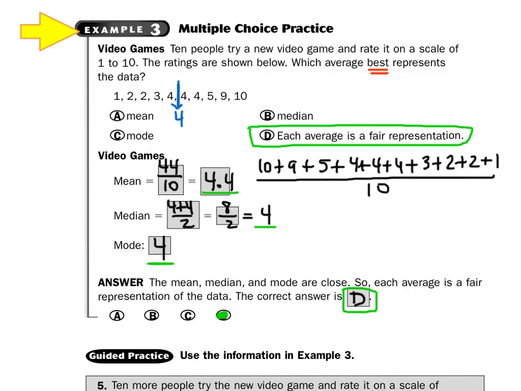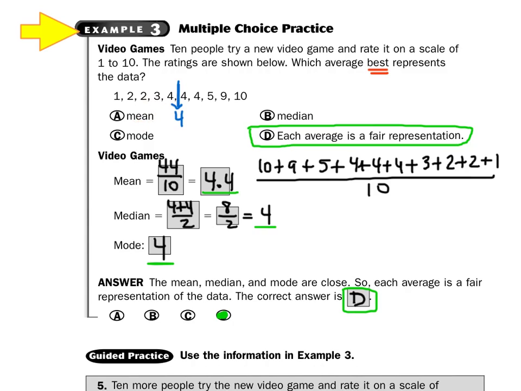Okay, look at example 3. Video games. 10 people try a new video game and rate it on a scale of 1 to 10. The ratings are shown below. Which average best represents the data? And so I'm going to pause again. Okay, I'm back. So we want to find the average that best represents the data.